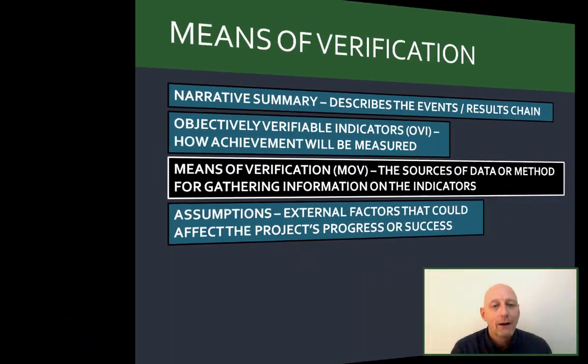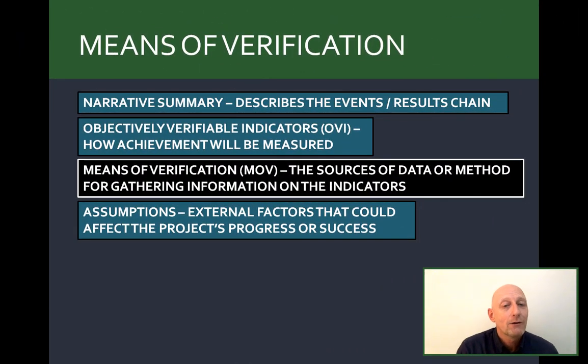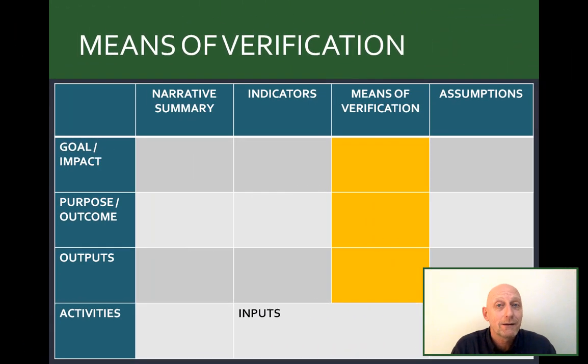Now that we have our indicators, we're going to look at means of verification. What is the source of data, who's got the information, and what is the method we're going to use to show that that indicator has actually been met? And that is the third column, and we need MOV, means of verification, alongside our indicators for outputs, outcome, and impact.